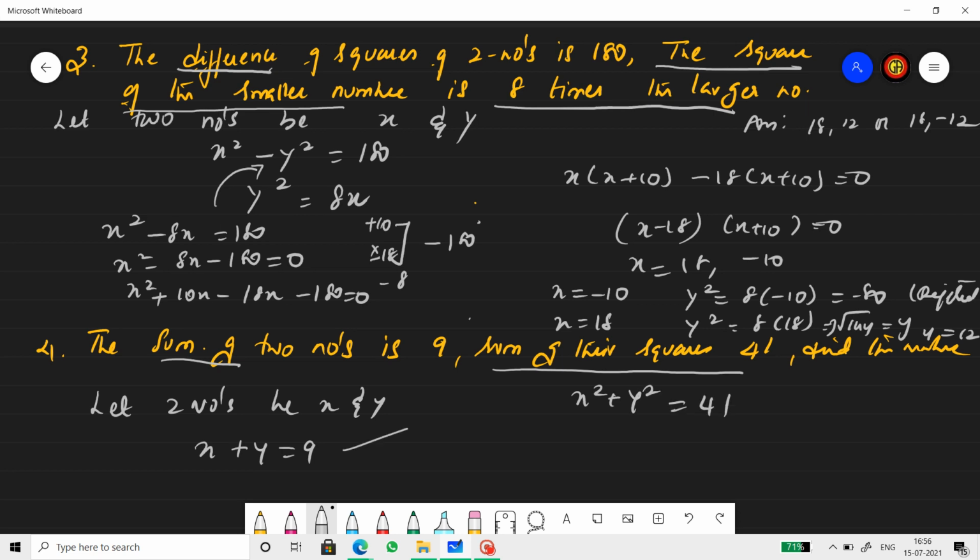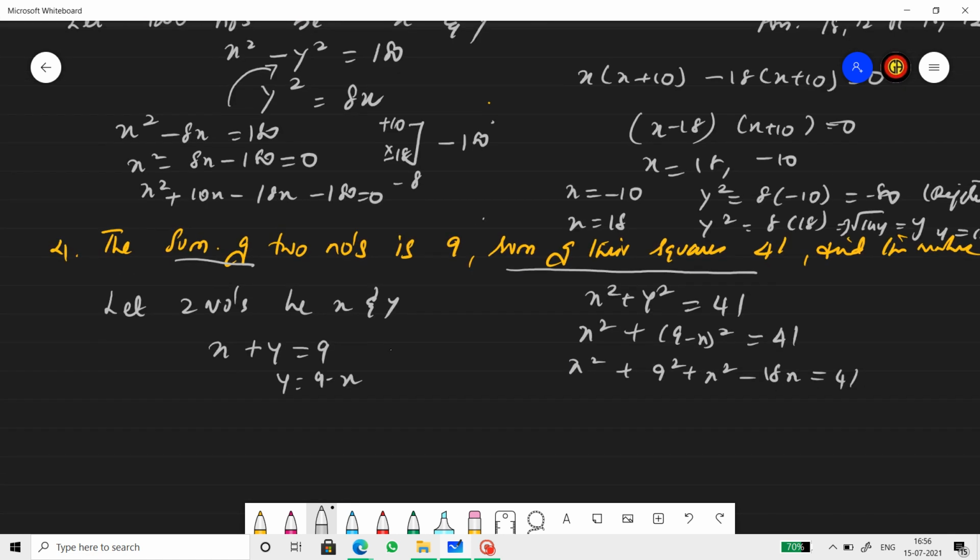Now substitute this information so that you can make them into x form or y form. So I take y as 9 minus x and substitute here. So x square plus 9 minus x the whole square equals 41. So we get x square plus 9 square plus x square minus 18x equals 41. Now this will give us a simple quadratic equation: 2x square minus 18x plus 81 minus 41 equals 0. So 2x square minus 18x plus 40 equals 0.